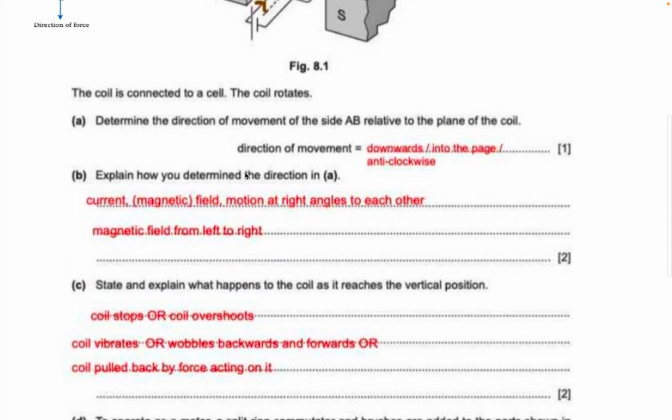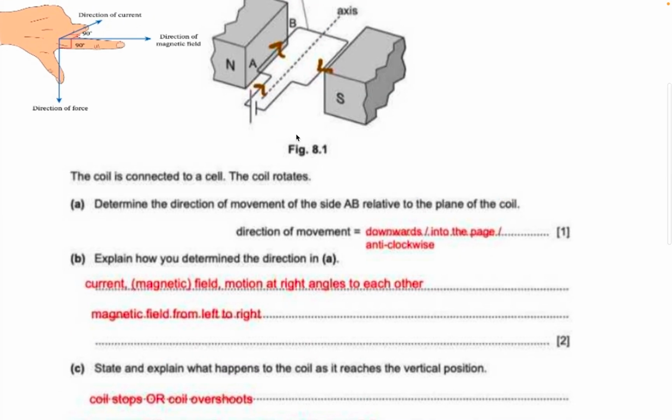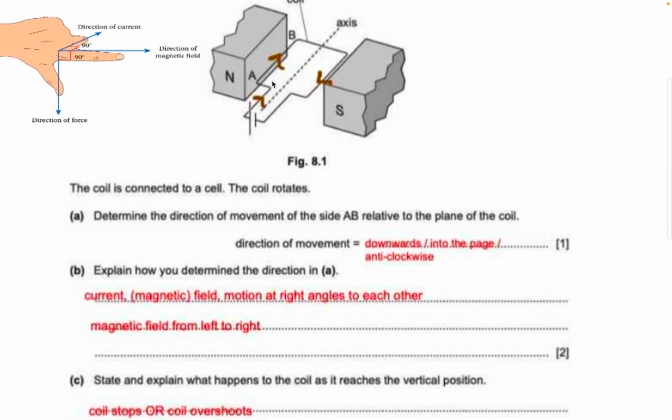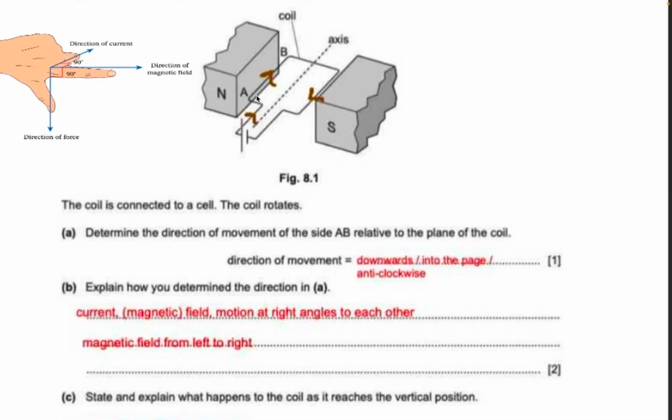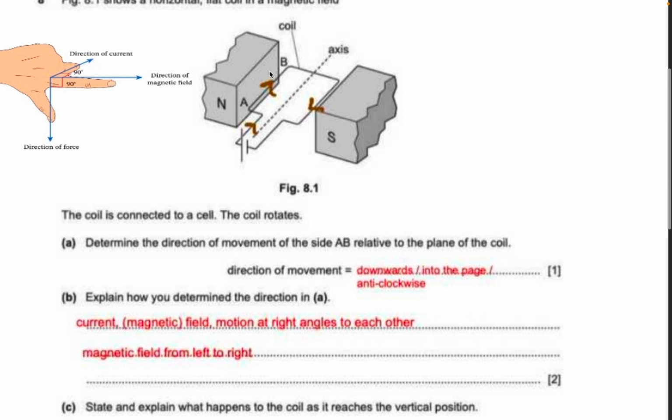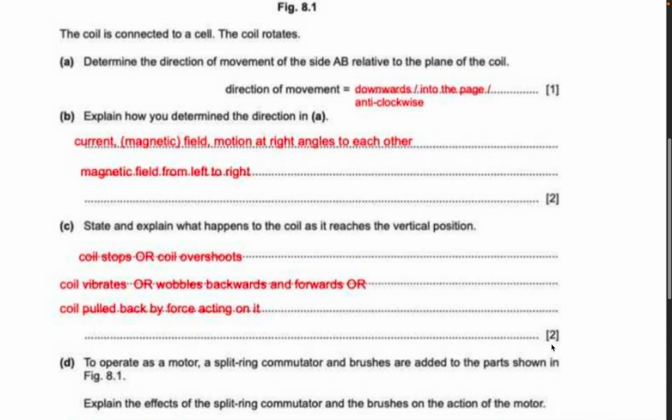C. State and explain what happens to the coil as it reaches the vertical position. What happens to this coil when it reaches the vertical position? Actually, when the coil reaches the vertical position, it will stop. Why? Because it will not cut the magnetic field lines. So we can say the coil will stop, or the coil vibrates, wobbles backward and forward. Here we have 2 marks.